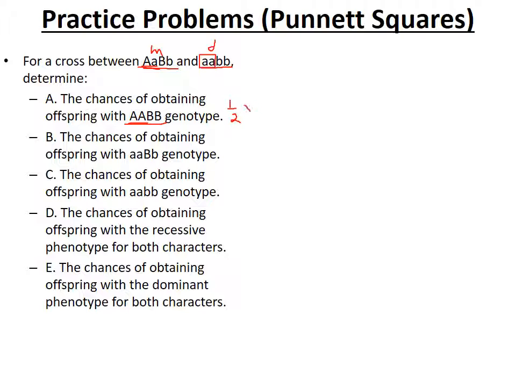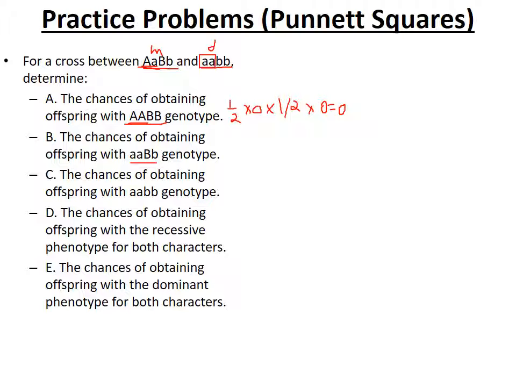And big A from Dad, well, that's 0. Dad doesn't have a big A to give. And big B from Mom, because one of them has come from Mom, that's half a chance. And big B from Dad, that's 0, because there's no big B's there. So if you multiply anything by 0, it's going to give you your 0. What are the chances of getting little a, big B, little b genotype?